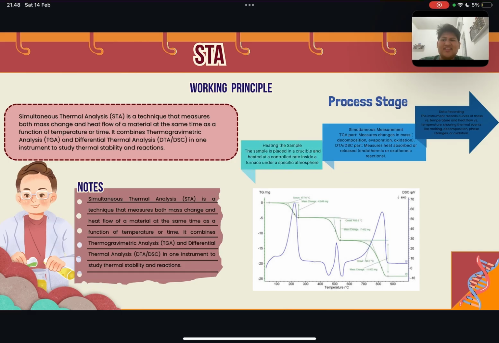STA. What is STA? Simultaneous thermal analysis is a technique that measures both mass change and heat flow of a material at the same time as a function of temperature or time. It combines thermogravimetric analysis (TGA) and differential thermal analysis (DTA or DSC) in one instrument to study thermal stability and reaction.